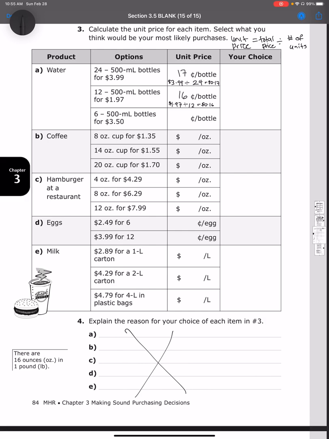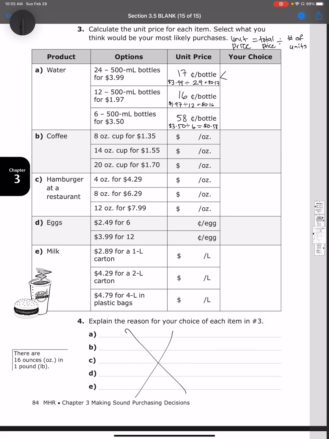And lastly, we have 6 bottles, 500 ml each, for $3.50. So total price is $3.50 divided by 6 units. That's equal to $0.58, which is the same as 58 cents.